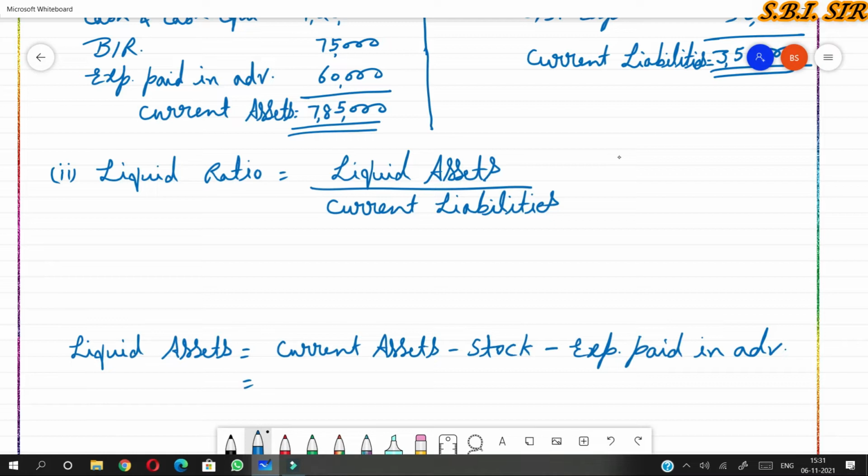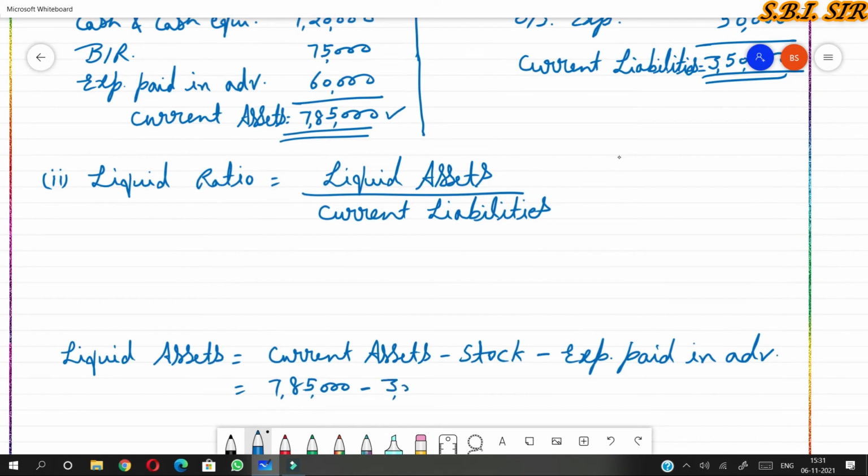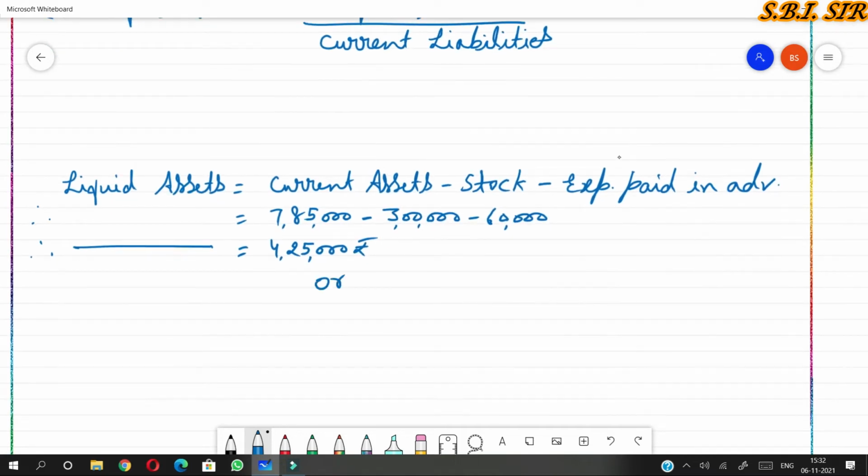So current assets are 7,85,000 minus stocks value is 3 lakh minus expense paid in advance is 60,000. 7,85,000 minus 3 lakh minus 60,000, then we will get 4,25,000. These are liquid assets, and you can find out liquid assets by this way also.